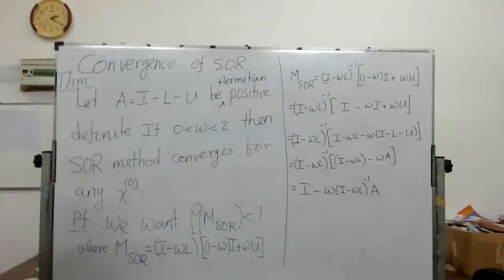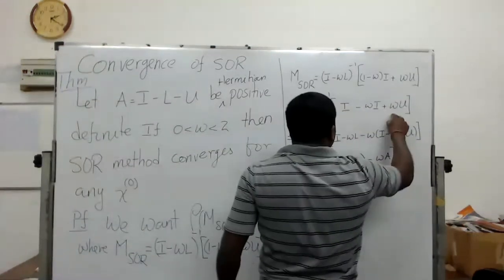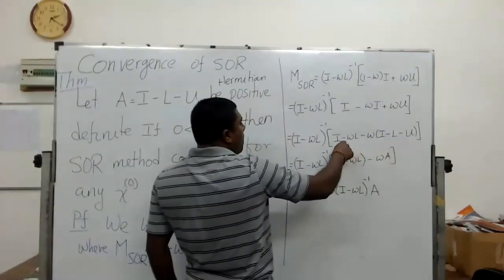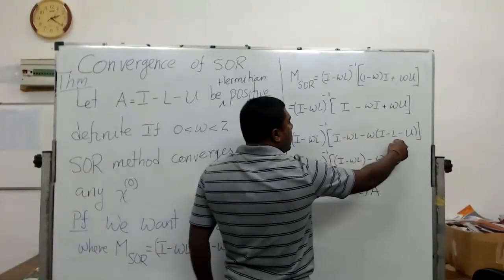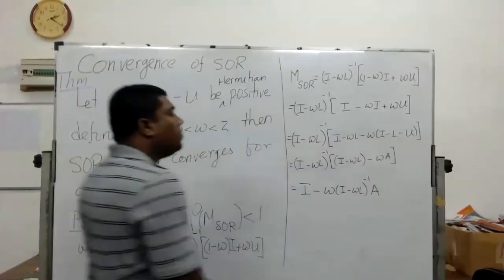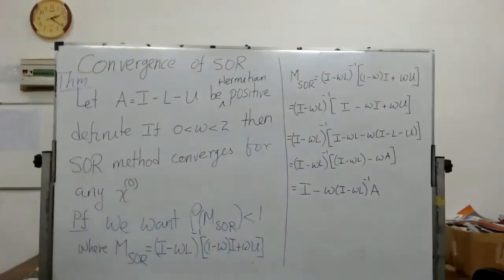First, let me do this manipulation in the iterative matrix. The iterative matrix is originally (I minus omega L) inverse times ((1 minus omega) times I plus omega U). So what I do is I simplify this. I multiply by this I here. Then I put a minus omega L here, so I have to put a plus omega L here, right? That is what I do in the next step.